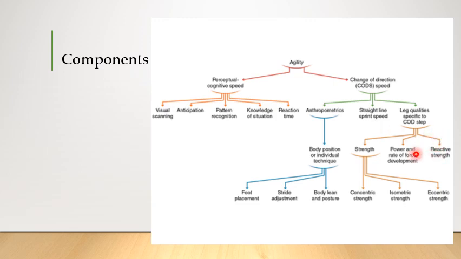And then again, some of the other qualities: reactive strength, power and rate of force development, strength. And then if you look down here, I've talked about this with other classes. Again, concentric, isometric, and eccentric strength. That's why it's so important to work on all three aspects of it. Again, if you look at any stop, start, change in direction, you see all of these muscle contractions taking place. Okay, and then over here you have, if you will, your kinematics: foot placement, stride adjustment, body lean. Okay, and we'll talk about and review how to optimize all of that.